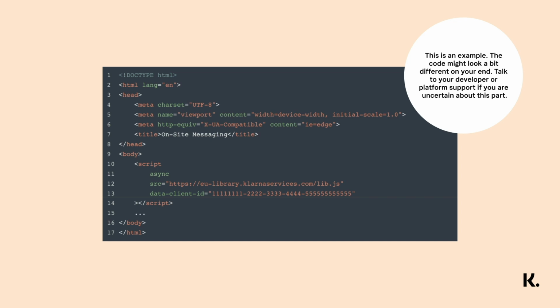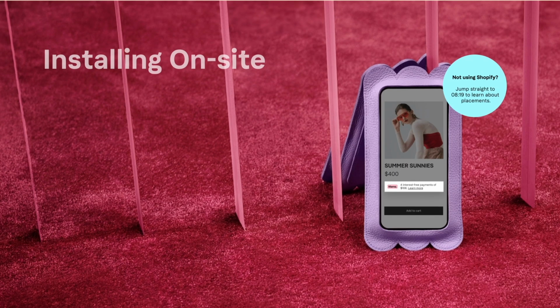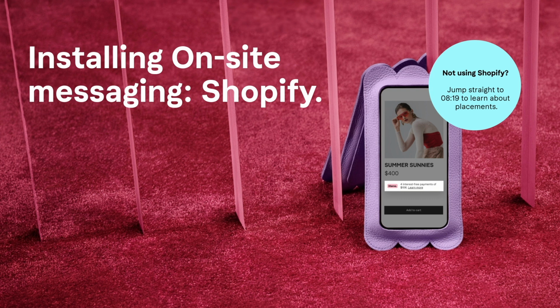Here you can see an example of how the body tag can look in the website code. Repeat the process of adding the code snippet to the pages of your website where you want on-site messaging to appear. The more pages, the better. When you're positively nudging a customer, you increase the chances of conversion. Now let's look at how to install on-site messaging for Shopify.